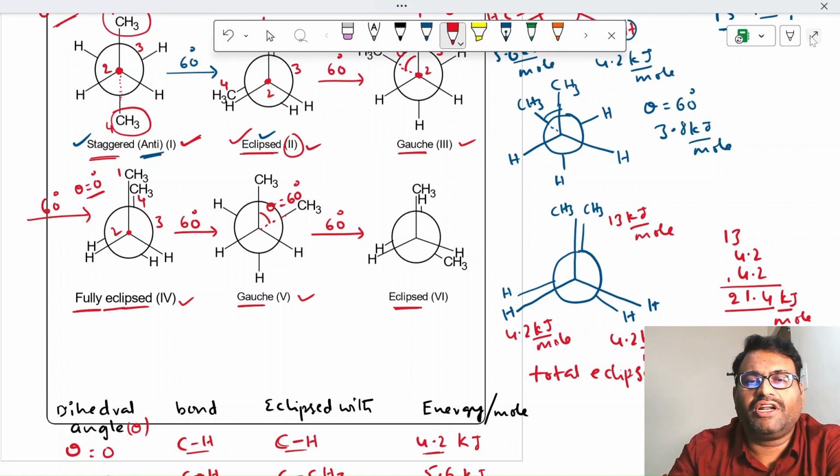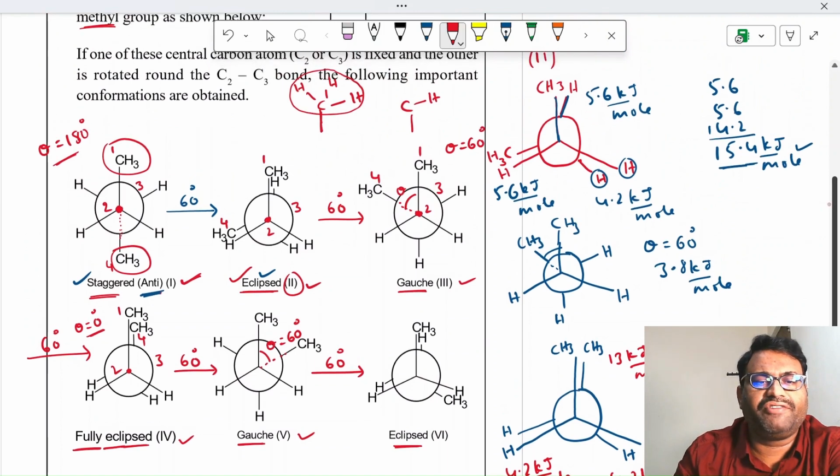So now let us go with the energy. These are the conformations of n-butane, different conformations of n-butane. So how many types of conformations do we have? One is staggered or anti, which is the highly stable one, and we have fully eclipsed, which is the least stable conformation, and another two conformations, one is eclipsed and another is gauche. So there are 4 different types of conformations, right?